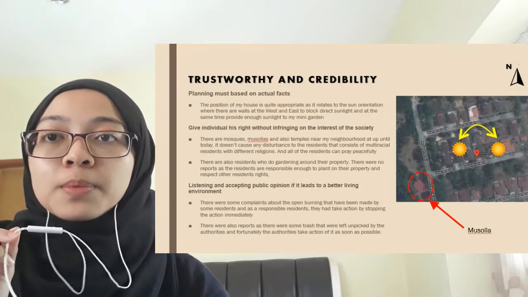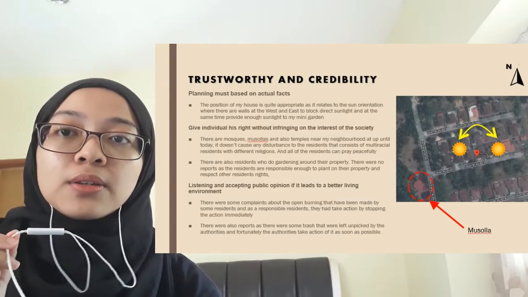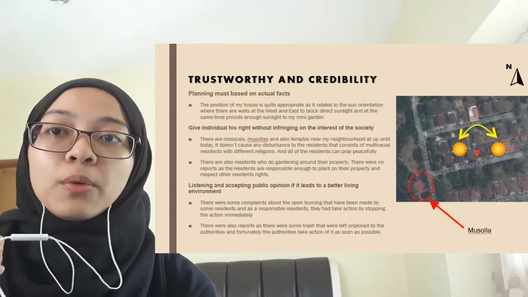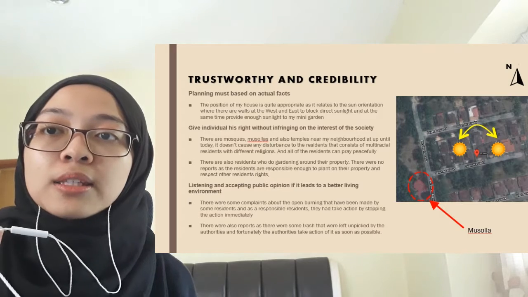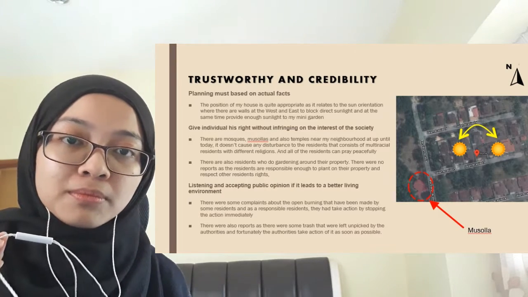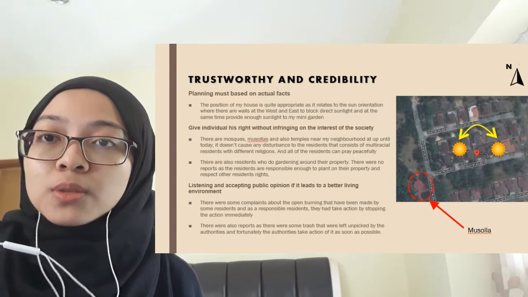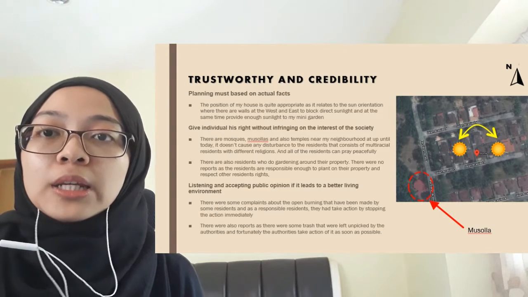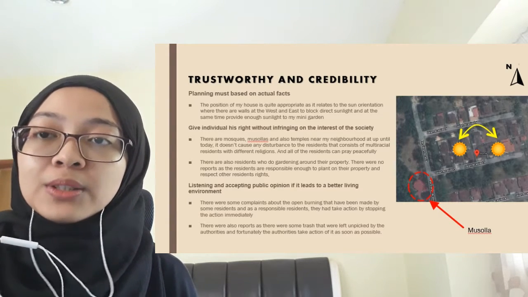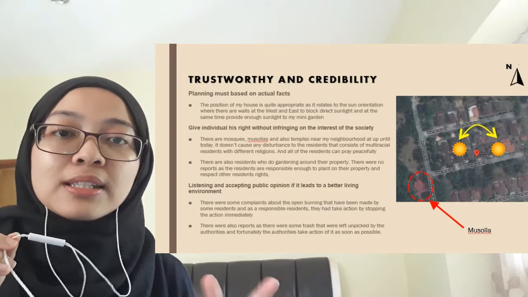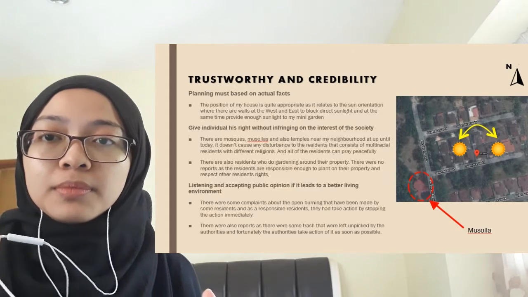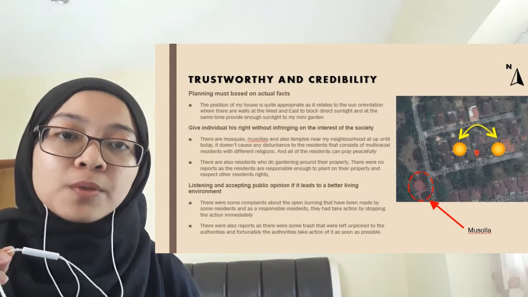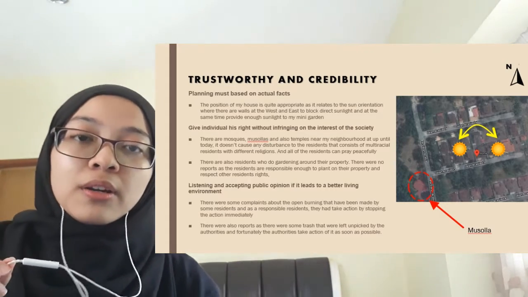So in terms of trustworthiness and credibility, the position of my house is quite appropriate as it relates to the sun orientation, where we have walls at the west and east to block direct sunlight, and at the same time provide enough sunlight for my garden. And then there are mosques, musallas, and also temples near my neighborhood. And up until today, it doesn't cause any disturbance to the residents. And all of the residents can pray peacefully according to their religion.